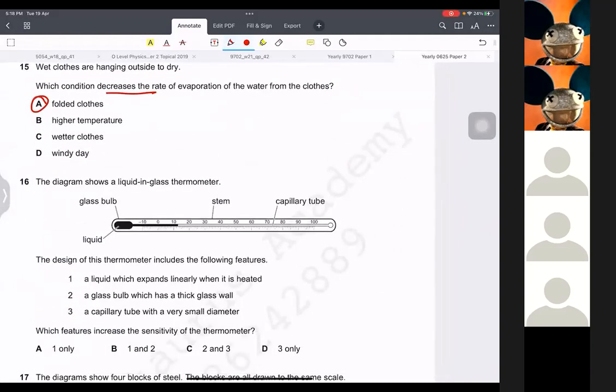The design of a thermometer includes a liquid that expands linearly, a glass bulb which has a thick glass wall, and a capillary tube with a very small diameter. Which feature increases the sensitivity? Small diameter would increase the sensitivity for sure. I know this. Thick glass, nope. Linearly has nothing to do with sensitivity, so only this.